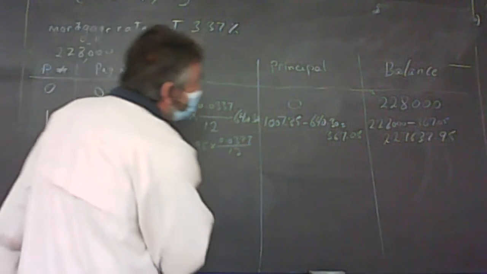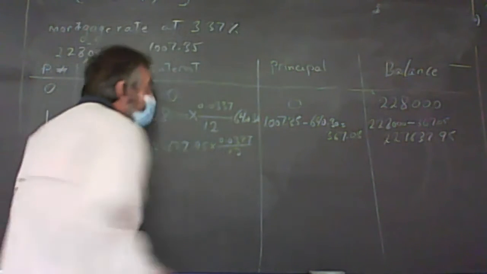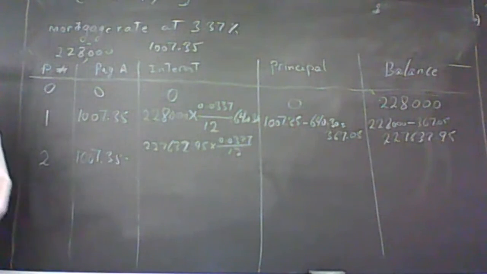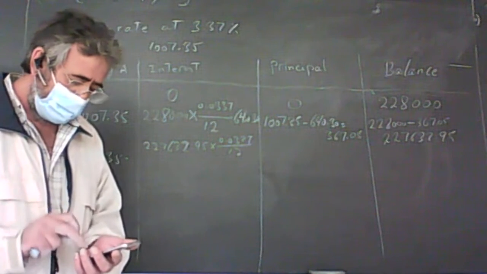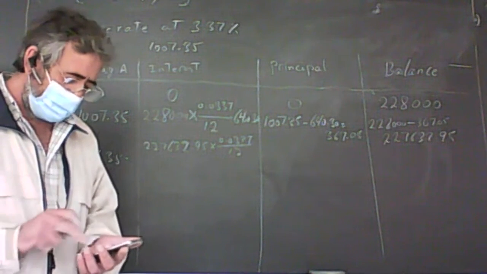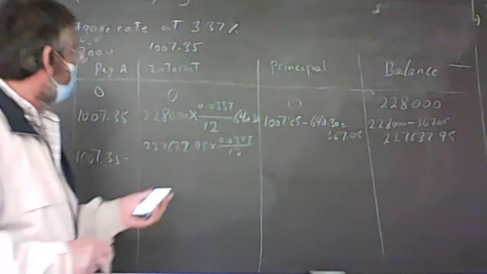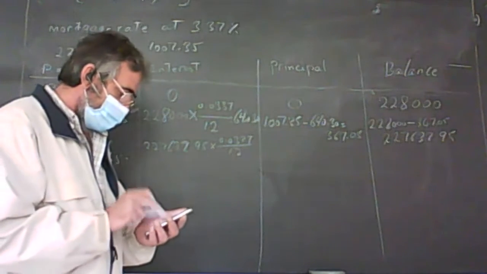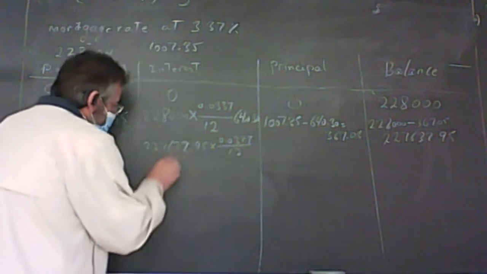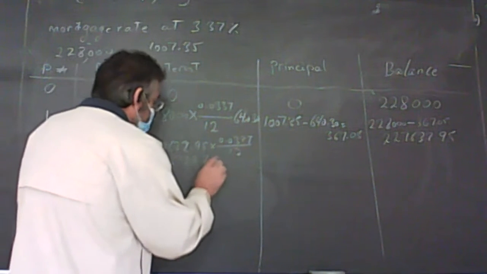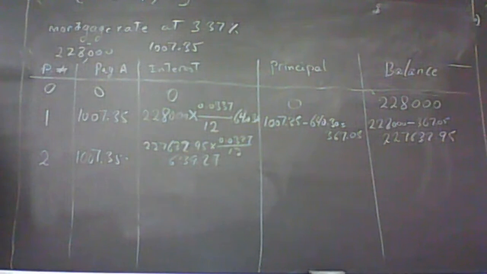All right, so now we need to figure out how much that is. Multiply by 0.0337 and divide by 12, and that should give me 639.27. So this is how much interest I paid in the next period.